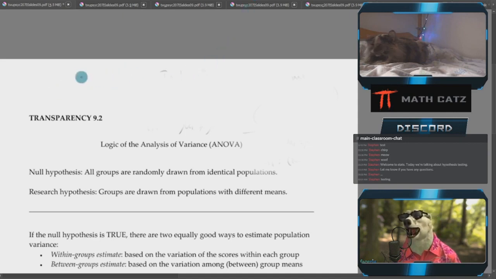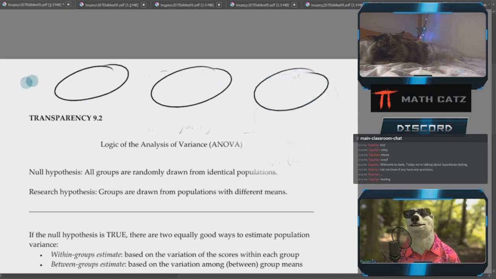So we're gonna have our groups here. Groups. This is group 1, group 2, or sample. These are, of course, samples from their respective populations. Now, they're going to have their own variance inside that is hopefully representative of the population variance, and same for this one, and same for this one.